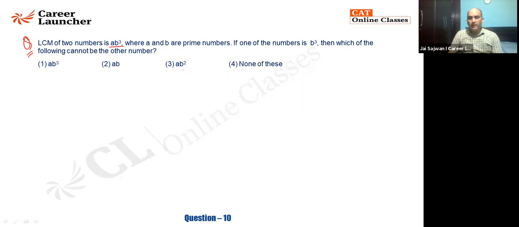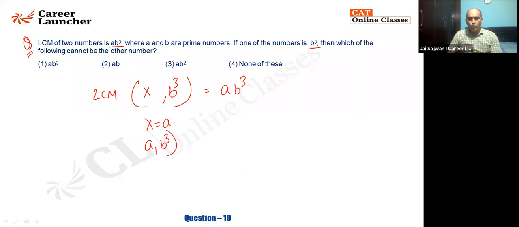LCM of the 2 numbers is A B cube. One of the numbers is B cube. One number is B cube, the second number is X. The LCM of them is coming out to be A B cube, where A and B are prime numbers. याद है मैंने कहा था every number is formed from prime numbers. Now the first case is X is equal to A. So I will say A and B cube, they are 2 different prime numbers. LCM of them: highest power of A is 1, highest power of B is 3. We'll say it is correct.